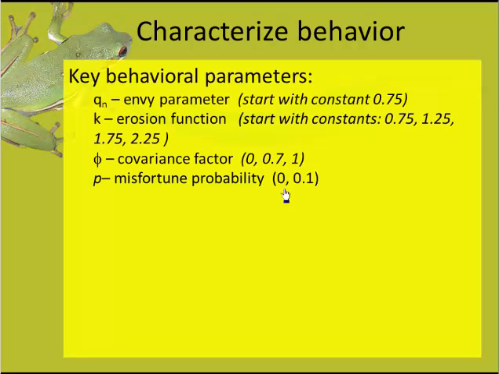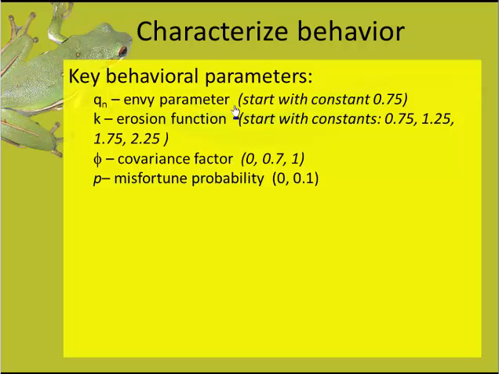Okay. We have behavioral parameters. We have the envy parameter, which expresses the overweighting by agents of the conspicuous factors. We have the erosion parameter, which expresses the fact that improvements in conspicuous aspects of lifestyle tend to come at the expense of inconspicuous. We have the covariance factor, which gives the sharpness of the covariance ellipse, and we have the misfortune probability.